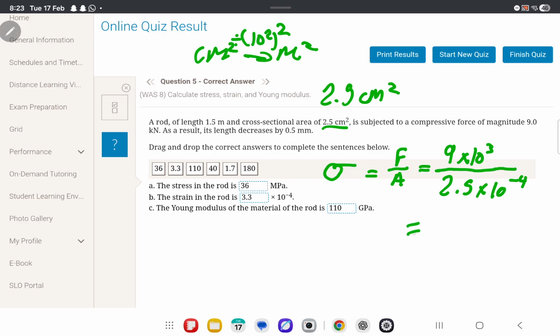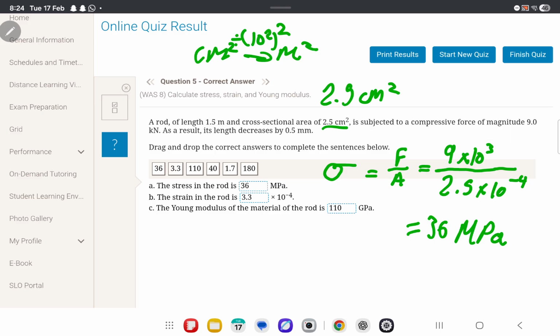You get 36. What is this? Million? One second. Calc settings. Here it is. Digit separator on. This is 36 million, which is 36 megapascal. Okay, because this is 36 times 10 to the power of 6. And remember, times 10 to the power of 6 is what is mega, right? So instead of writing times 10 to the power of 6, you just write megapascal.